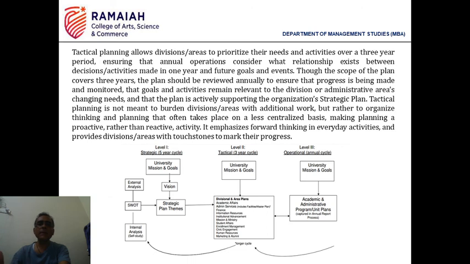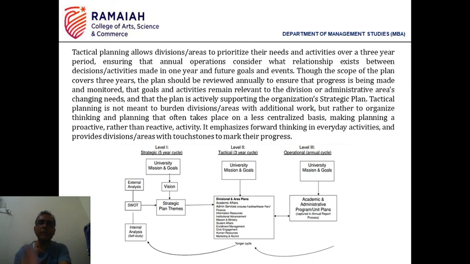Now, it makes planning a proactive rather than a reactive activity. It emphasizes forward thinking in everyday activities and provides divisions and areas a touchstone to mark their progress. At level 1, you see a strategic 5-year cycle, at level 2 it is a 3-year cycle, and at level 3 it's an annual cycle. So it goes by that. University mission and goals become the first level. Academic and administrative program unit plans come into level 3.